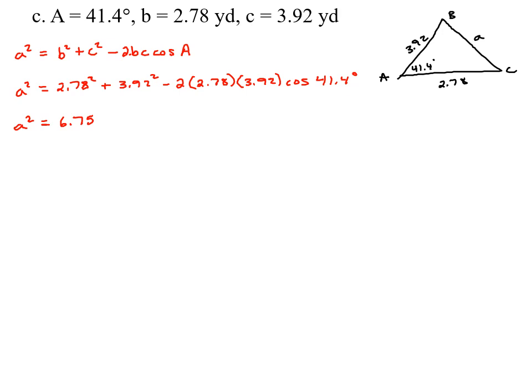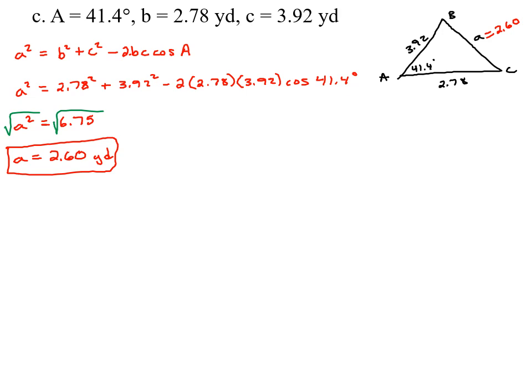6.75-ish. But remember, you have to take the square root of that. So we then take the square root on both sides to figure out what A is. So I'll take the square root of that answer to give me about 2.60 if you round it to 2 decimal places. So A would be 2.60 yards. Just like that. So I now know that this side A is 2.60.